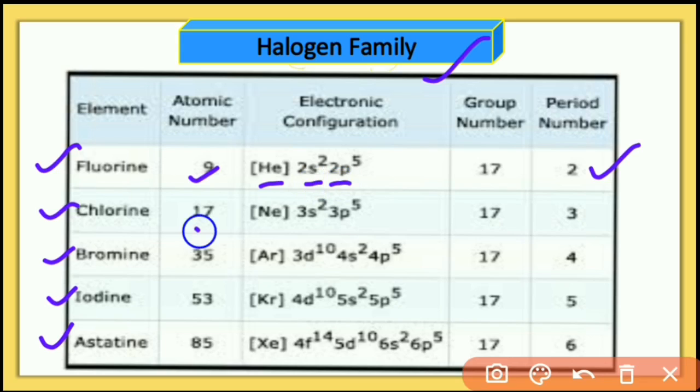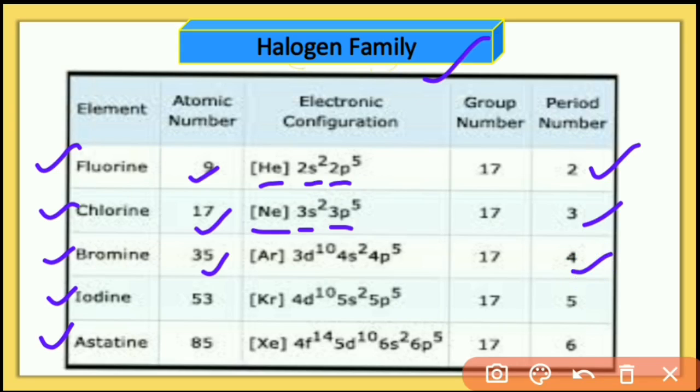Next, chlorine atomic number is 17. It belongs in third period. So we can write valence electronic configuration: neon 3s2 3p5. Next, bromine atomic number is 35 and bromine belongs in fourth period.